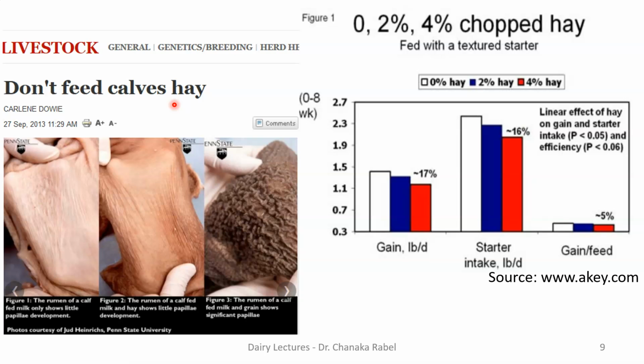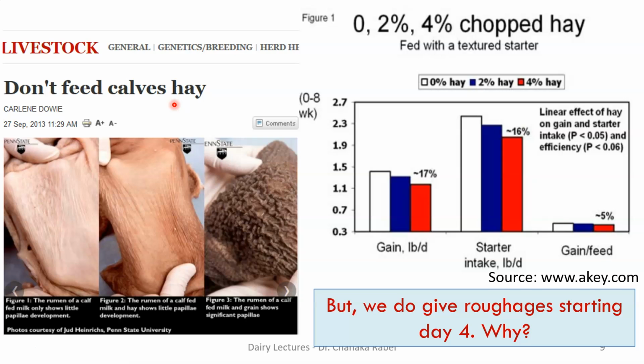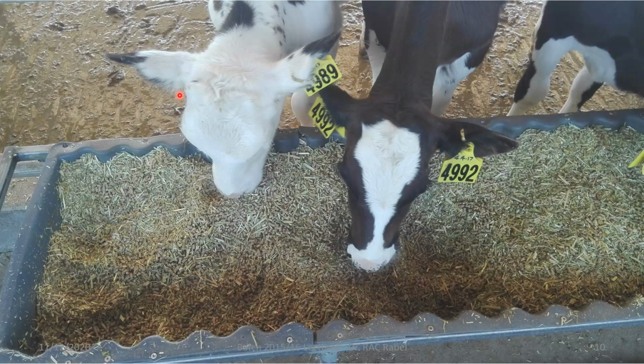So does it mean that we don't feed any roughages at all to calves? Actually, we do. We do give roughages starting as early as day 4, but that is not hay, right? So you need to know when we introduce roughages to a calf, what type of roughages are given, and what is the justification behind that. Why do calves need roughages when these experiments clearly show that at least hay is not good? So we will talk about that in detail.